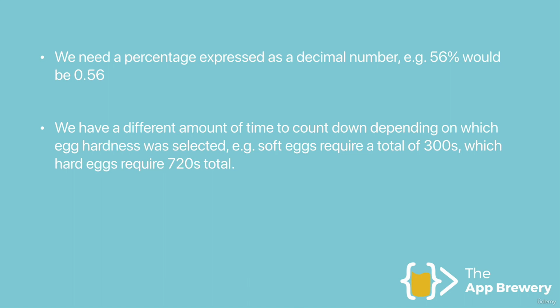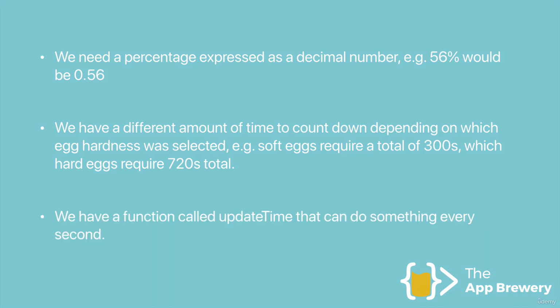Now, the next thing we know is that we have a different amount of time to count down depending on which egg hardness was selected. So soft eggs require a total of 300 seconds, hard eggs require 720. Now, we also have a function called update time that can do something every second because it gets called by our timer, which ticks every second and triggers update time.